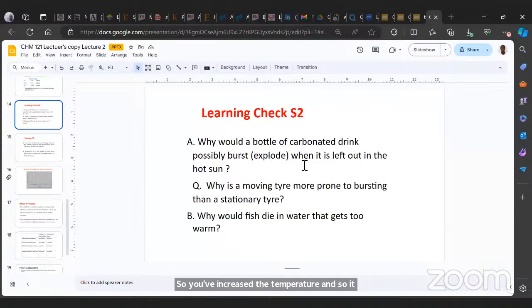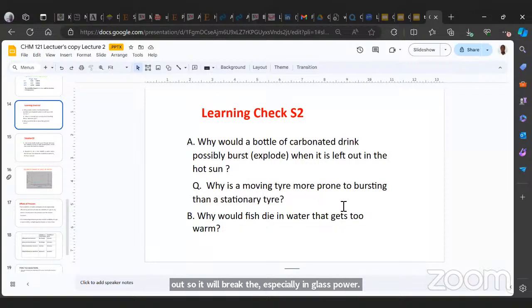Why would a bottle of carbonated drink like Coke or Fanta explode when left in a hot sun? It's obvious. Like I said, in the hot sun, solubility has decreased. So all the gases in the Coke have come out, and they will expand. They will collide with each other, expanding. And so if there's no space, it must come out. It will break, especially glass, wow, it will break it and come out.